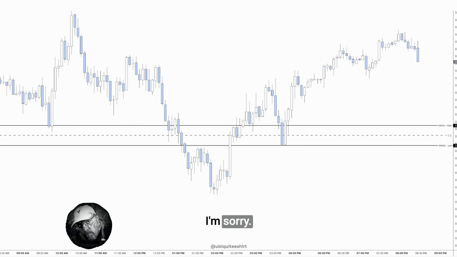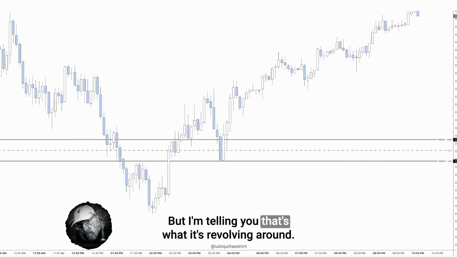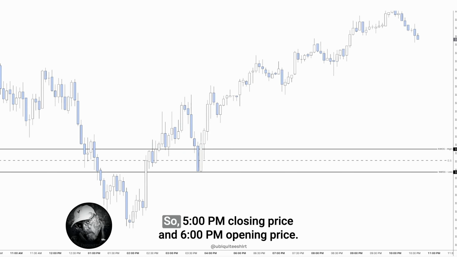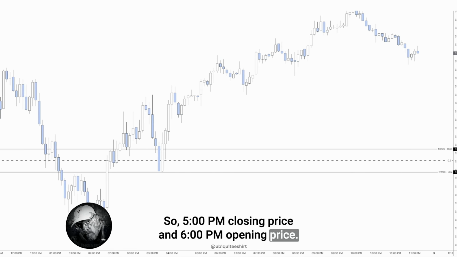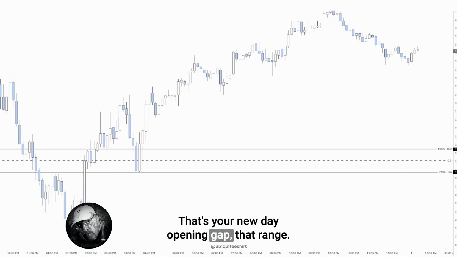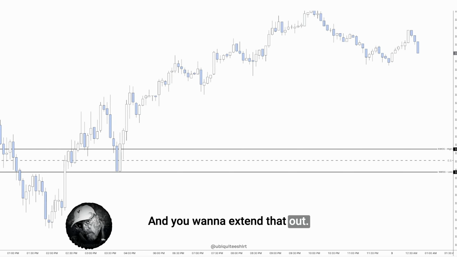I'm sorry. If it was revolving around India time, I wouldn't care. I would just be trading it based on that's what it is. But I'm telling you, that's what it's revolving around. So 5 p.m. closing price and 6 p.m. opening price. That's your new day opening gap, that range. And you want to extend that out.